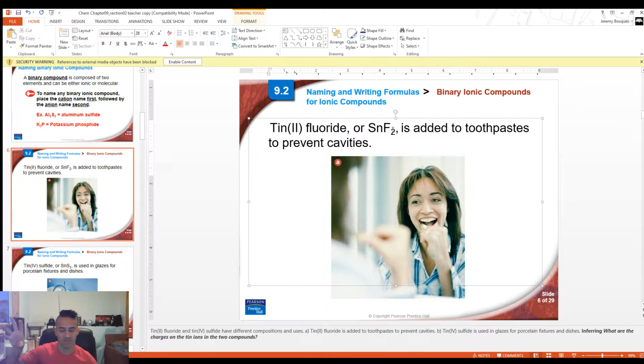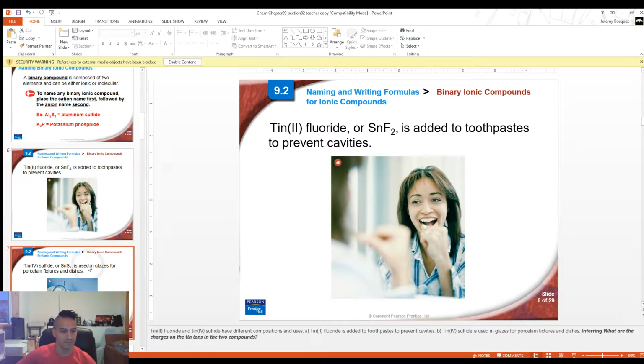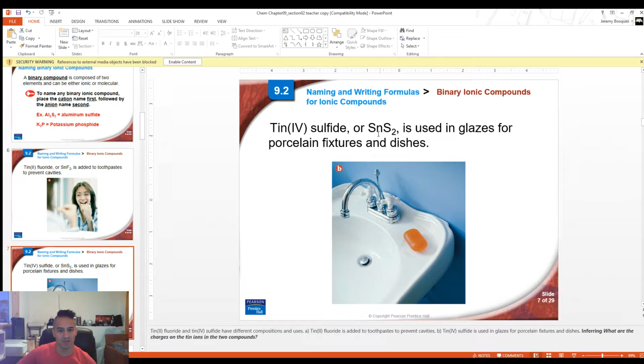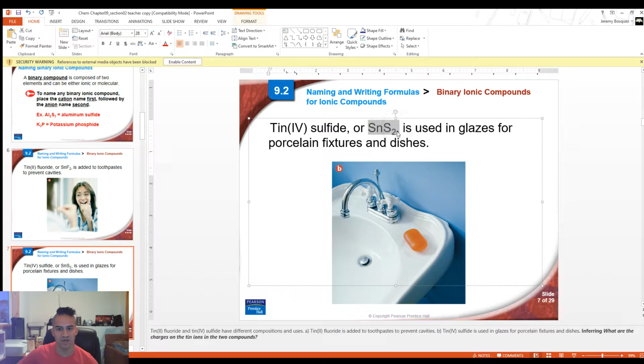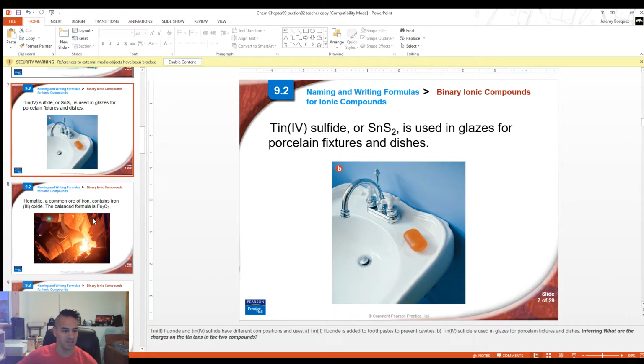Again, we're naming positive thing first, negative thing second. Here would be an example of tin 4 sulfide. As to how we know it's tin 4, we'll take a look at that later on. I have a video of me going over the questions in this section where I really outline how you determine the charge on the transition metal. But for right now, I'm not going to go into that. I'll go into it a little bit later. So we have tin, so tin 4, and then S for sulfide. Again, we're naming positive thing first, negative thing second.